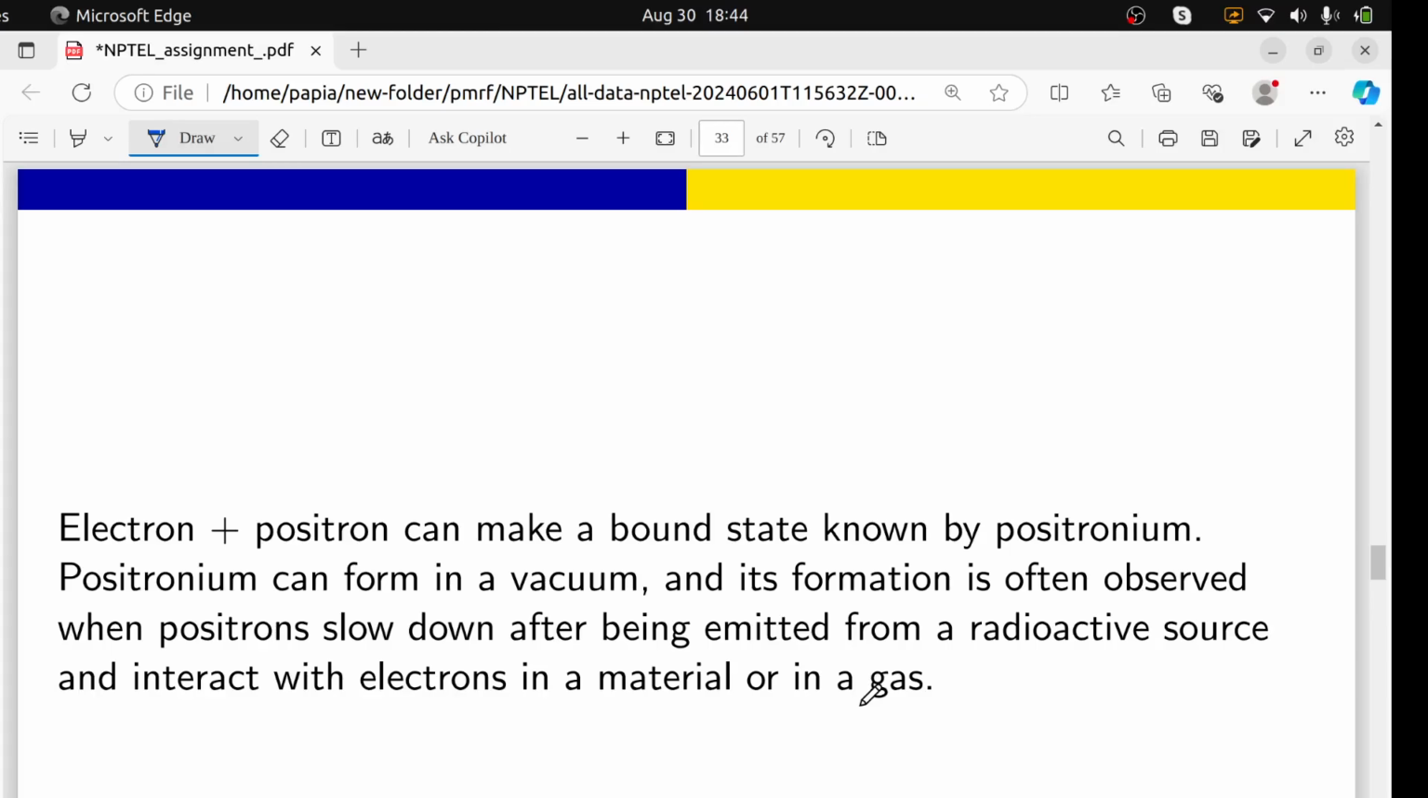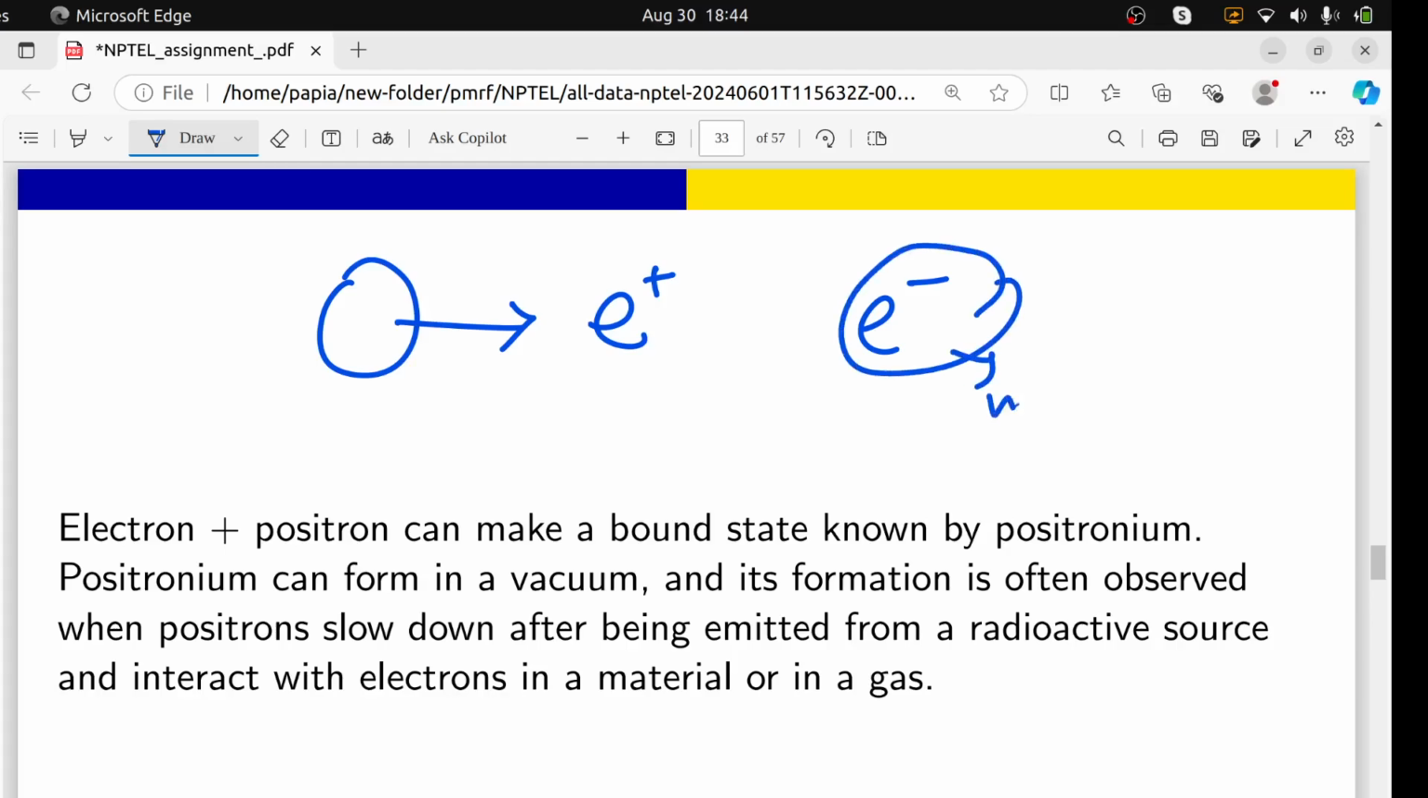Positronium will be observed when the positrons slow down after being emitted from a radioactive source. One radioactive source is there, from there one e plus is coming out, and that interacts with e minus in a material or in a gas. So where is e minus present? It is present in a material or in a gas, and in that condition one e plus is coming out from the radioactive source.